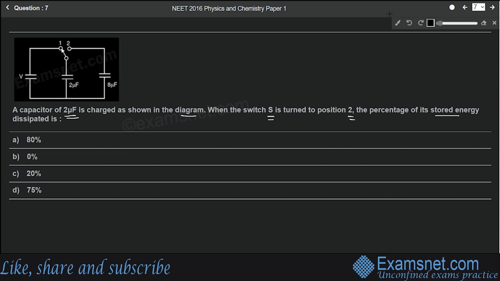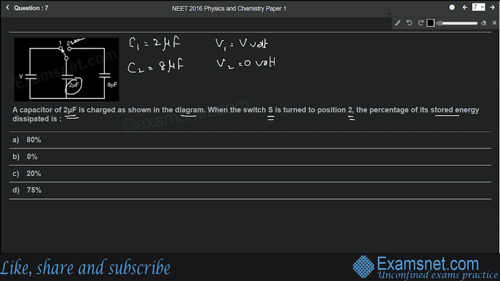Okay, so we can see that initially the switch is turned to position 1, so only the 2 microfarad capacitor will be charged and there will be some potential across this capacitor. So C1 is equal to 2 microfarad and the potential across this, that is V1, is equal to V volt. Whereas the second capacitor is uncharged. So C2 is equal to 8 microfarad and potential across this is 0 volt. Okay, there is no potential across this. But after some time the switch is turned to position 2.